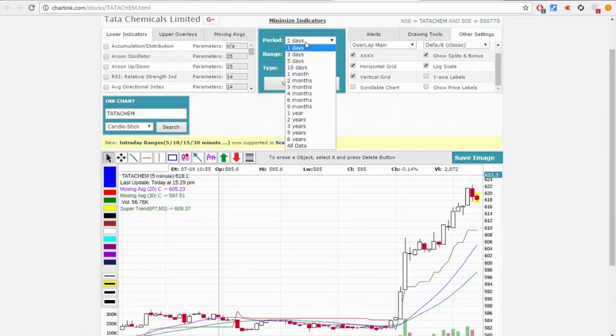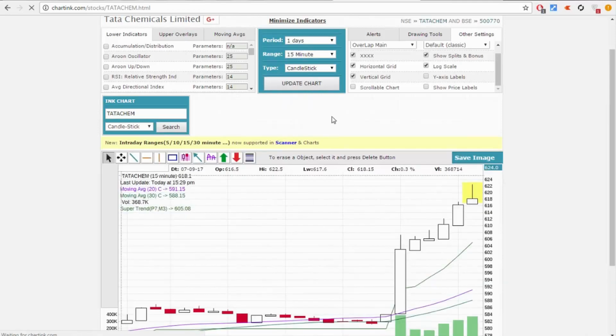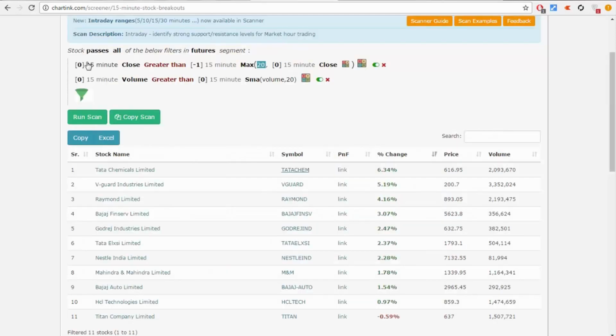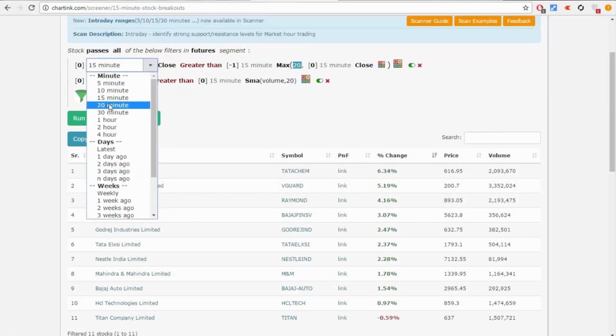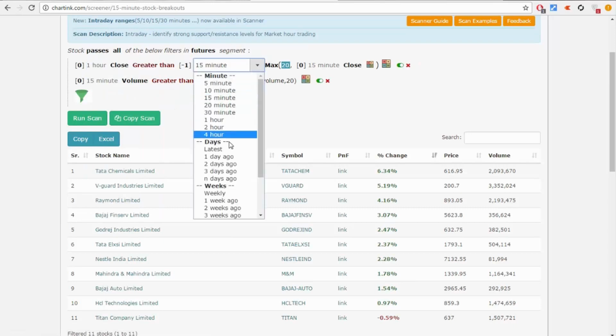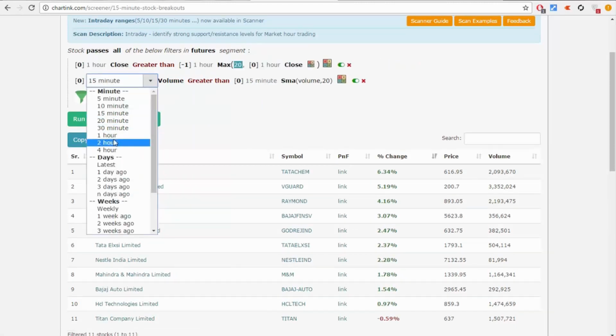Change 5 minutes to 50 minutes. Once the 50 minutes breakout happens, you will get the signal here, it goes up. If you want 30 minutes, just click here and change it to 30 minutes, or 1 hour, whatever. Whenever you see 50 minutes, you have to change it to 1 hour here and here.